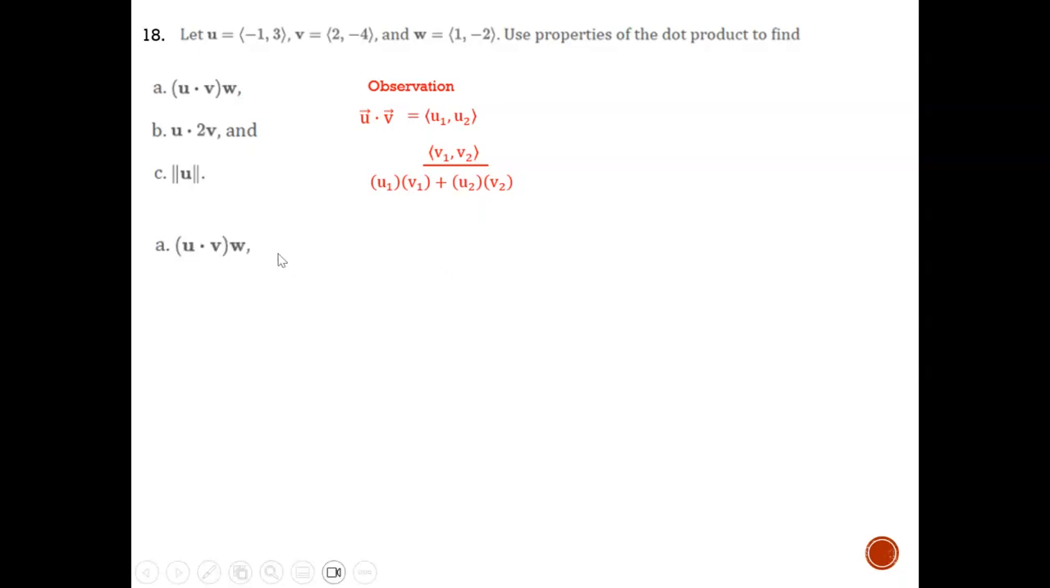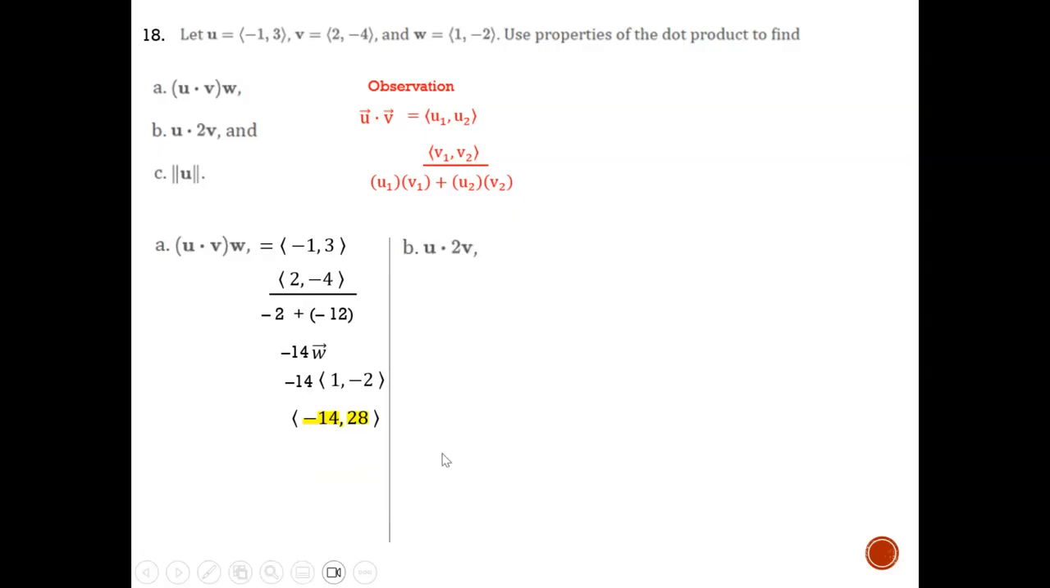Okay. So let's do part A. Vector U is negative 1, 3, and vector V is 2, negative 4, right? So the dot product will be negative 1 times 2, which gives us negative 2, and 3 times negative 4, which gives us negative 12. We add them, and it gives us negative 14. That's the answer for that part. But now we bring over vector W, so negative 14 times vector W, which is 1, negative 2. We distribute the negative 14. This gives us negative 14, positive 28. This is the vector that we're looking for.